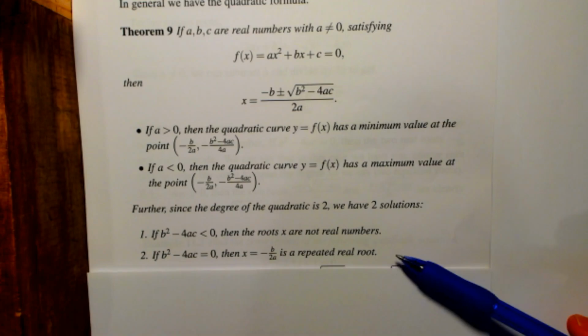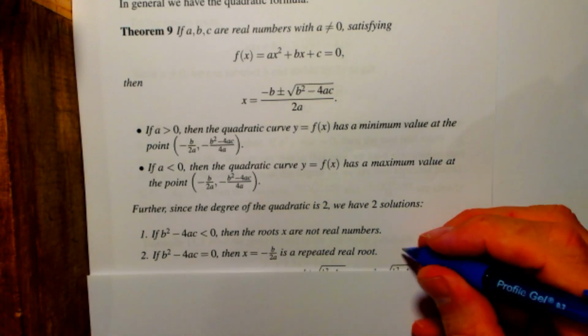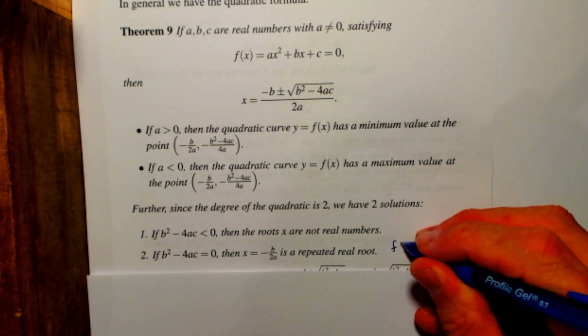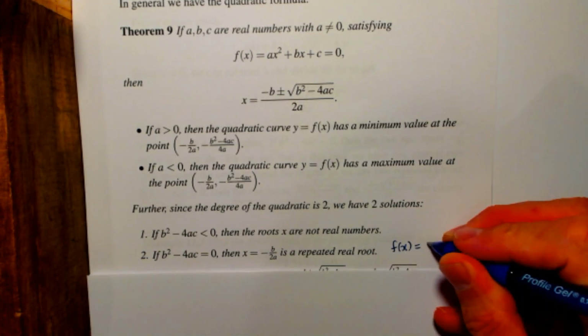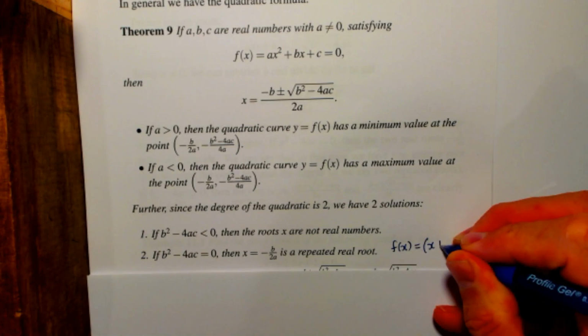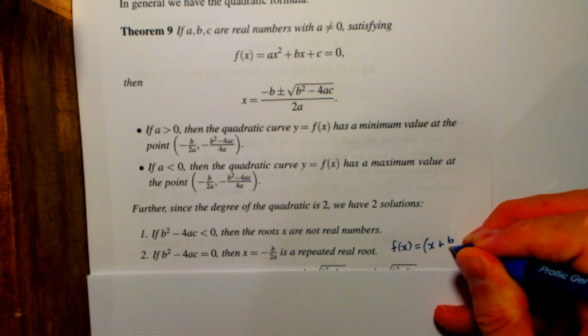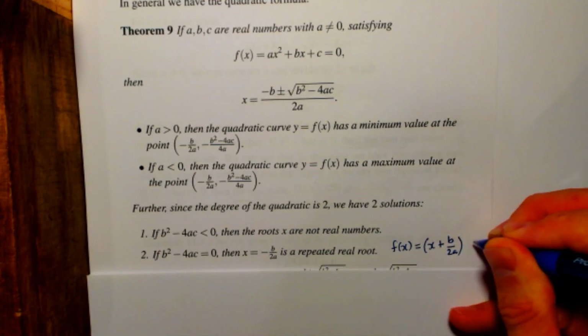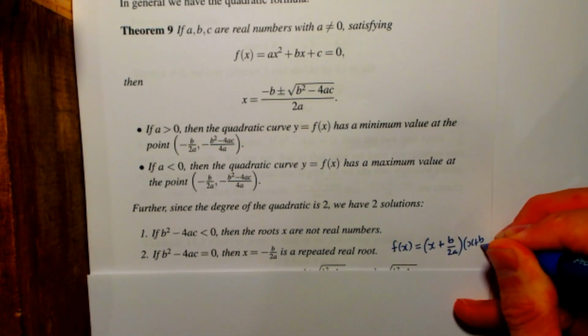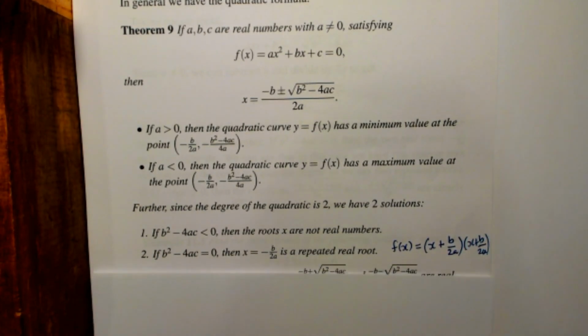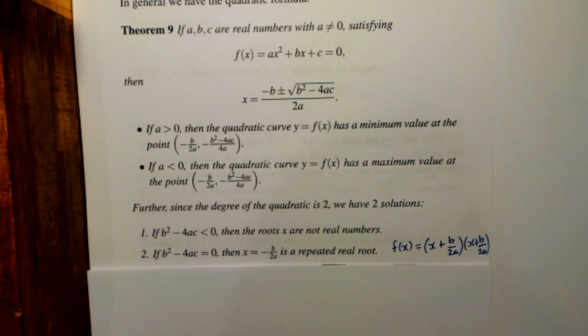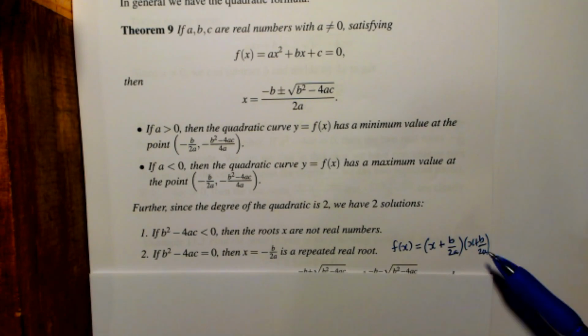That's a repeated root. So in other words, f of x would be equal to x plus b over 2a times x plus b over 2a. Right, so it would be a perfect square. And so the roots are minus b over 2a and minus b over 2a. So we say that's a repeated root. But there's one distinct root.